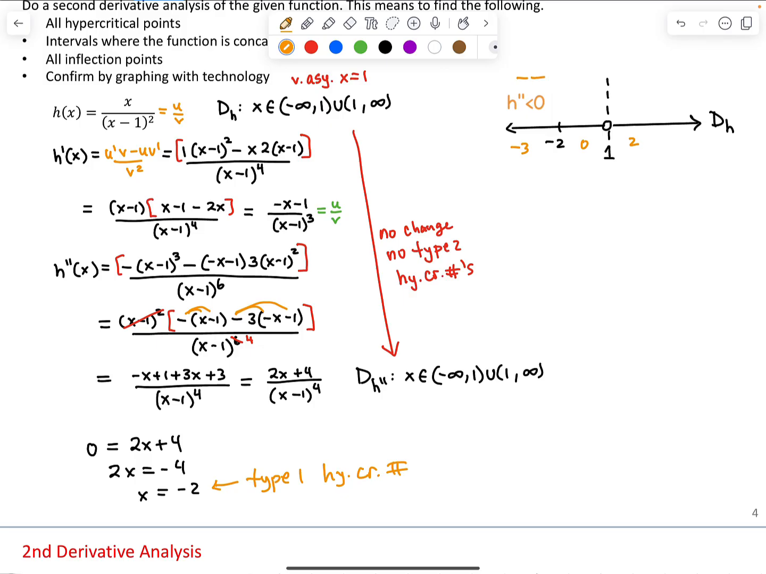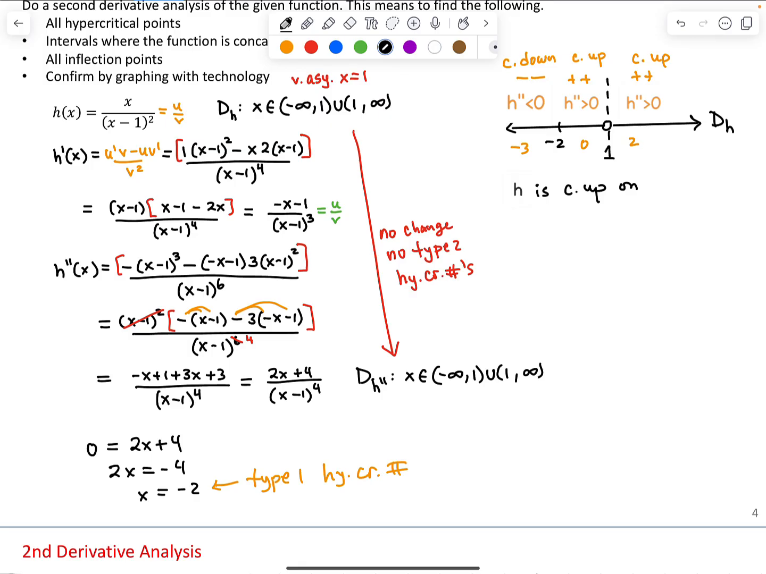I'll put 2 minus signs and conclude concave down. I'll plug 0 into the second derivative. We get positive 4 over a positive denominator. The second derivative is positive. I'll put 2 plus signs, concave up. And plugging in 2, we'll get similar, a positive second derivative, so also concave up.